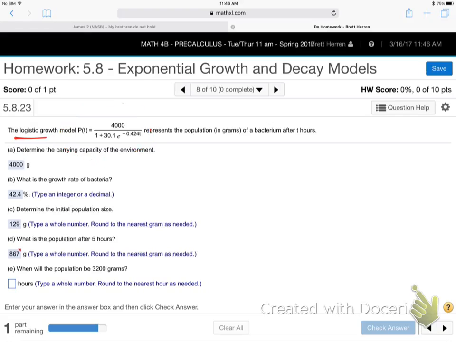So they say find the carrying capacity. That's the number at the top. That means the most that can live in the environment. The space, basically. It's the number in the top.